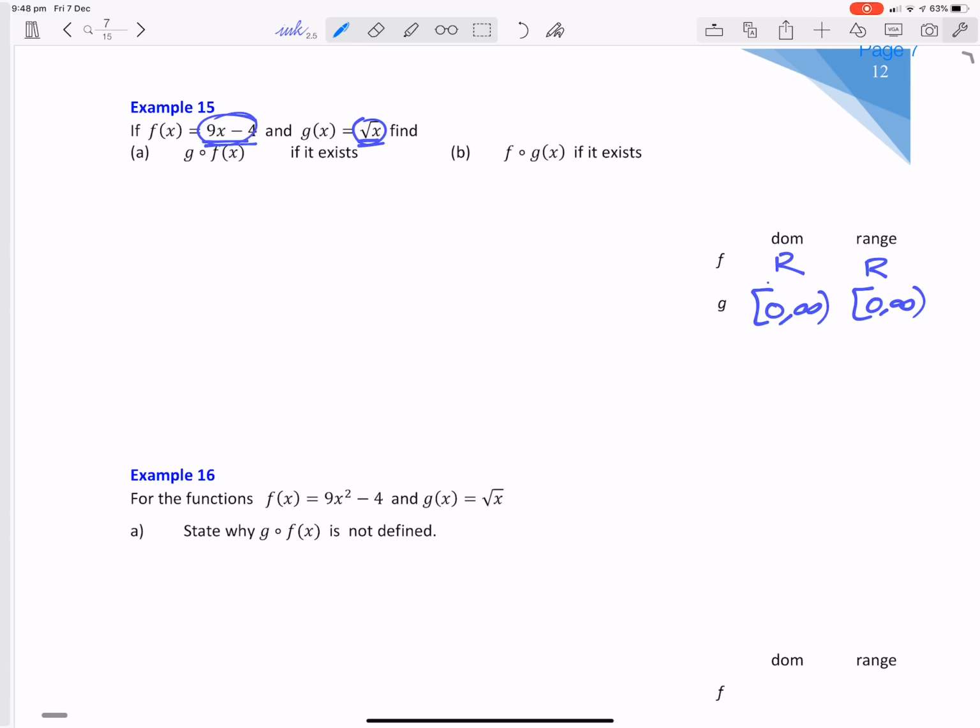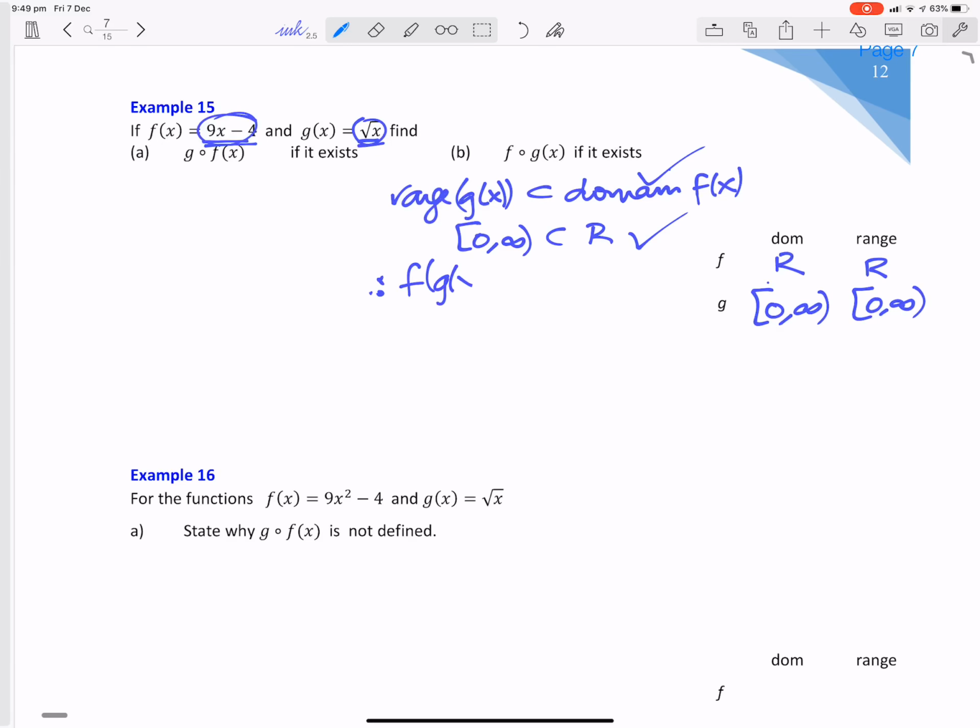However, let's look at f of g. F of g of x, so the range of g of x, is that a subset of the domain of f of x? So is 0 to infinity a subset of all reals? Yes, it is. Therefore, f of g of x is defined.